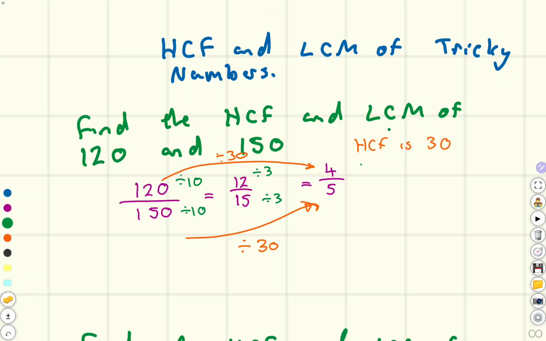And then my LCM, I just multiply 2 of the diagonals together. So I'm going to choose 150 times by 4. Now that should be easy to do in our minds. 150 times by 2 is 300. 300 times by 2 is 600. So the LCM is 600. Remember, if we chose the other diagonal, 5 times 120, that would also be 600. So it wouldn't make a difference to our answer. So that's the final answer. Just to recap, the HCF is 30, the LCM is 600.